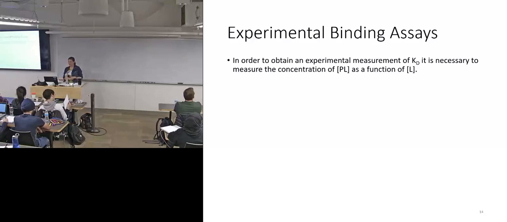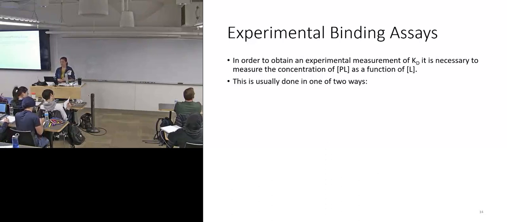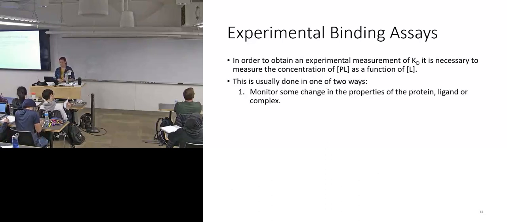So in order to obtain an experimental measurement of KD, it's necessary to measure concentrations of the complex as a function of L. This is usually done in two ways. One, monitor a change in property of the protein. It could be of the protein, it could be of the ligand itself, or it could be of them complexing.